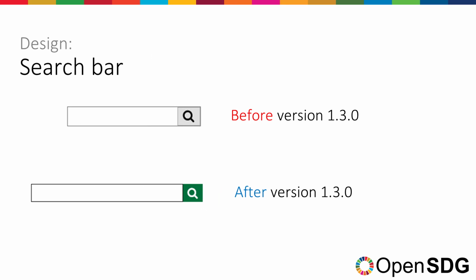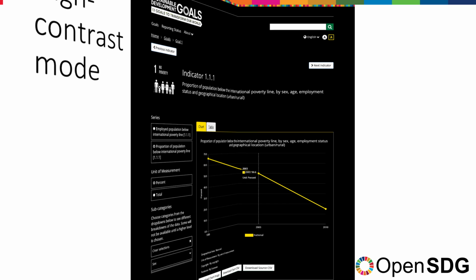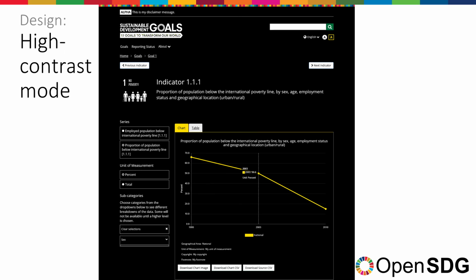In version 1.3, we have updated the design of the search bar to help users notice and use it. Here you can see how the search bar design has been updated in version 1.3. Open SDG has always had a high contrast feature where users can press the button in the top right corner to switch to high contrast mode. In version 1.3, we looked more closely at high contrast and made several improvements to ensure that all parts of the platform receive the best possible treatment in high contrast mode.